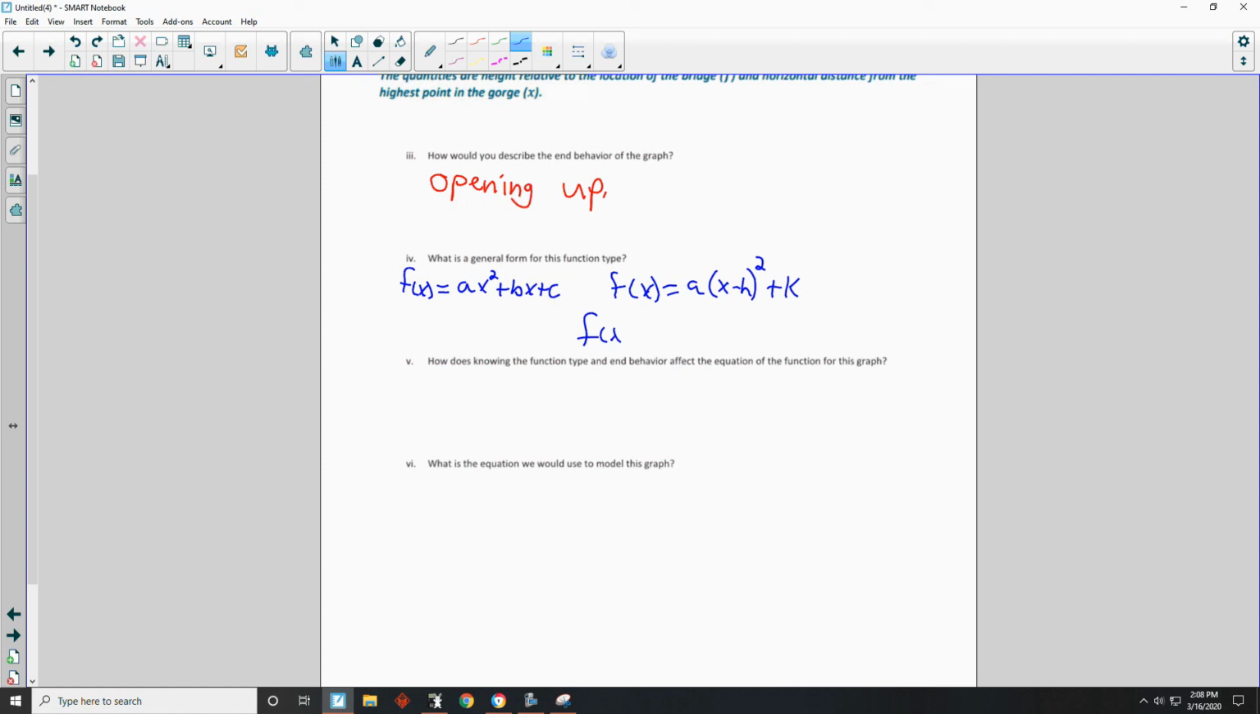f of x equals a times x minus m times x minus n.